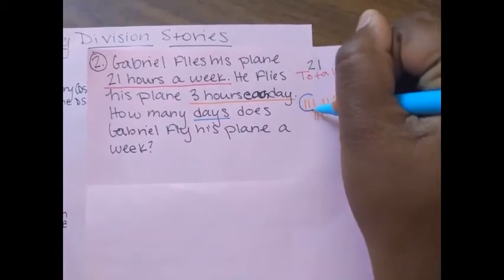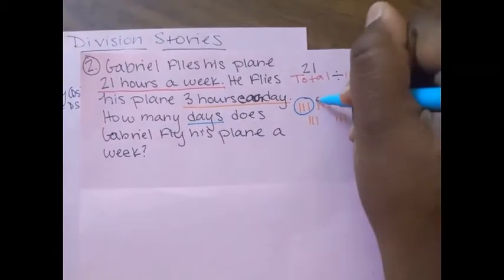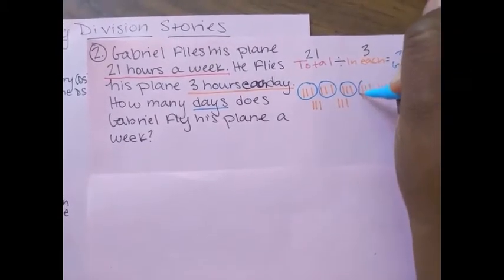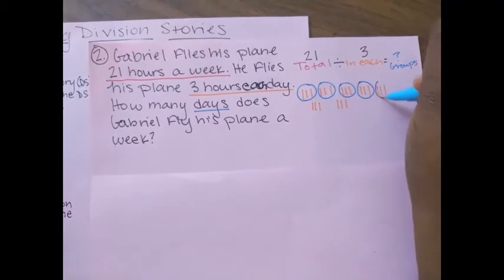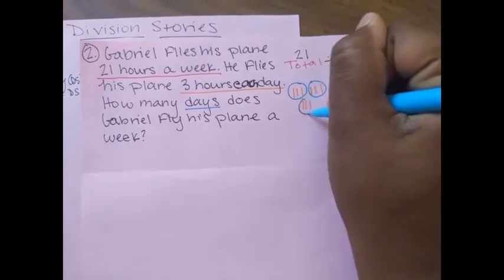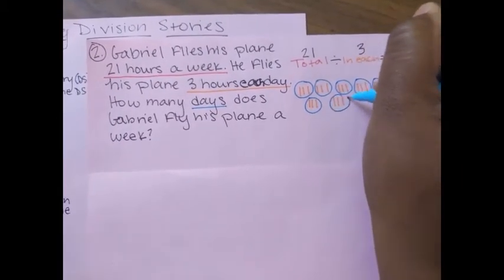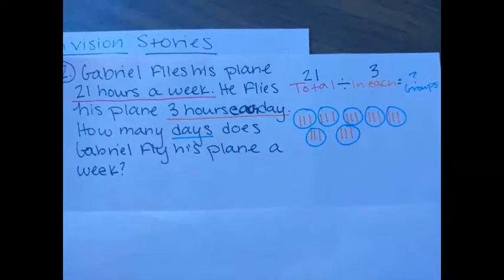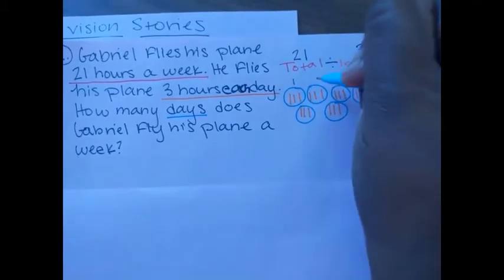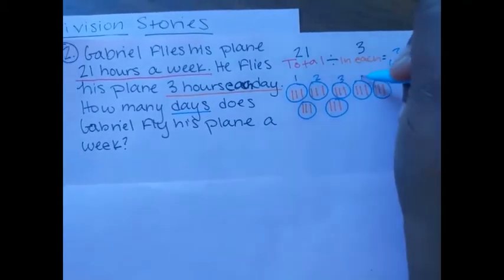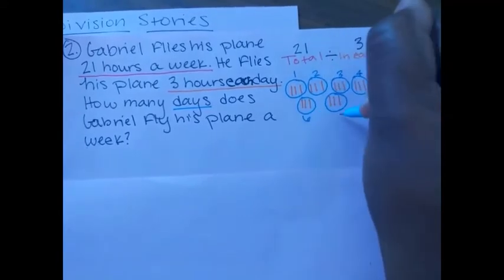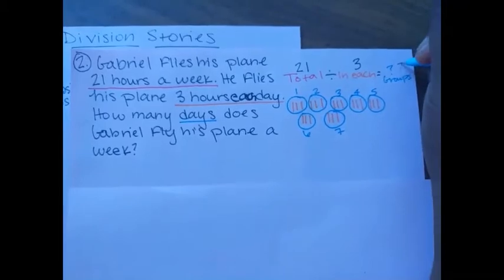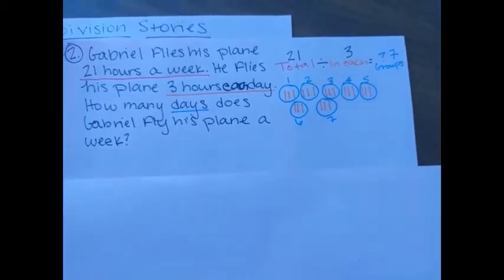We have 3 in each here, that's one group. 3 in each there, that's another group. 3 in each there, that's another group. 3 in each there, another group. 3 in each, 3 in each, 3 in each. And now we're ready to calculate our groups. We have 1, 2, 3, 4, 5, 6, 7 groups. So we have solved our equation by finding our number of groups.